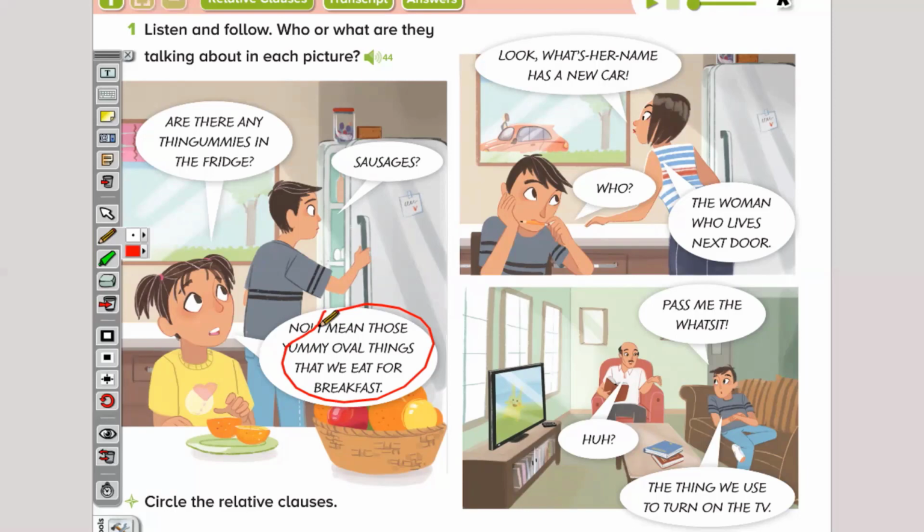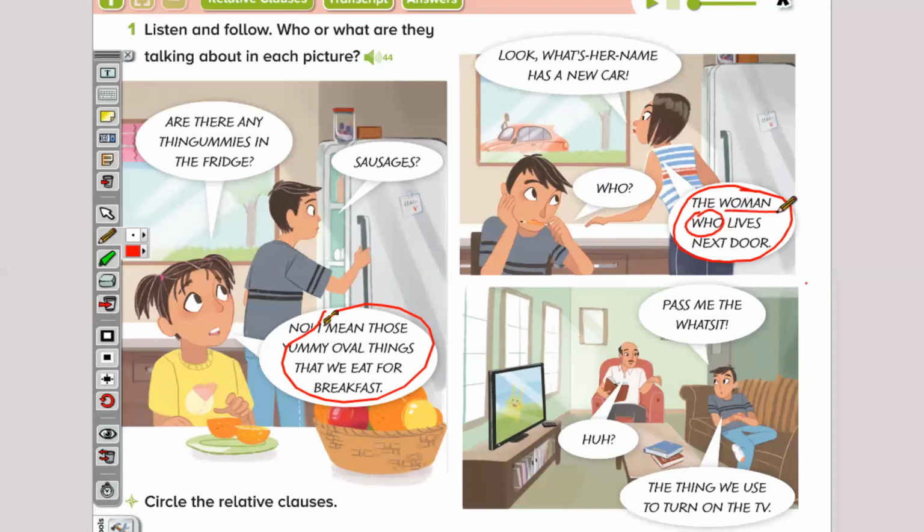Okay, look, what's her name has a new car. No relative clause here. And the woman who lives next door. Here we have got a relative clause, and we use who here to define the woman.